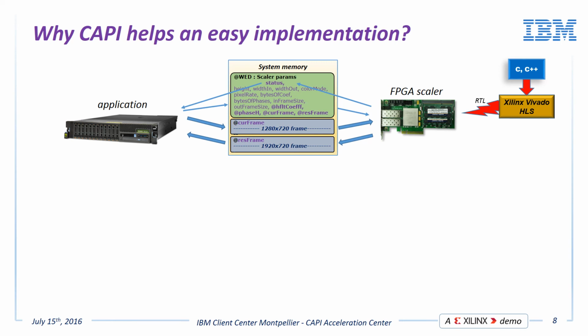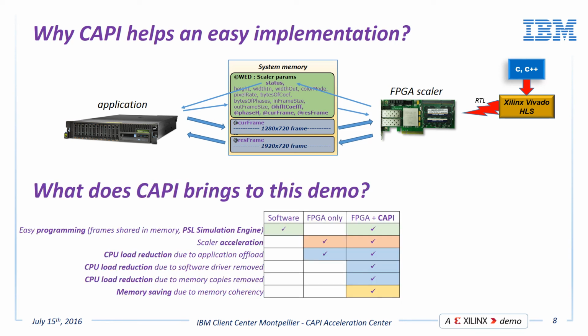Now, let's see what CAPI brings to the demo if we compare it to a full software solution or a standard FPGA accelerator. First point, as we just started to highlight, is the ease of programming. We all know that inserting hardware in the middle of an existing application can bring some complexity, but as CAPI is delivered with the PSL simulation engine, which simulates all the CAPI part, the programmer can very easily debug his application and the FPGA program before trying it on real hardware. All hardware designers will surely understand the importance of this feature.